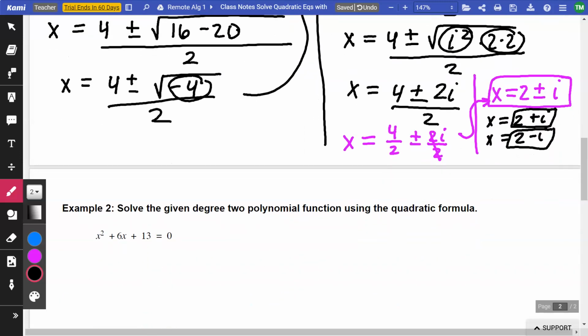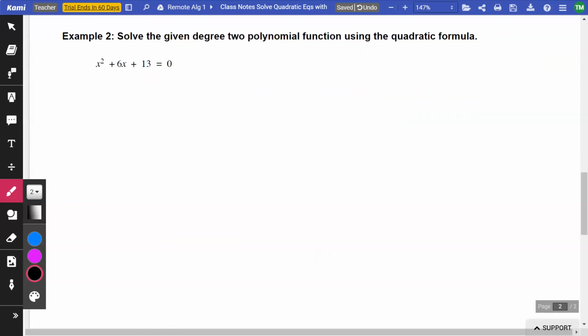All right, let's do example 2. So for example 2, why don't you go ahead and pause the video, plug this into the quadratic formula, give it a shot without me, and then check your work when you're done.